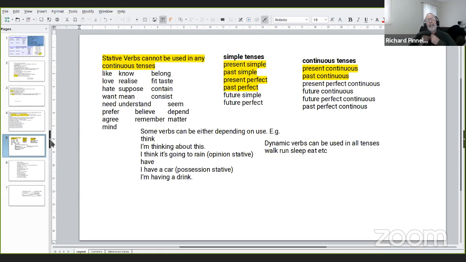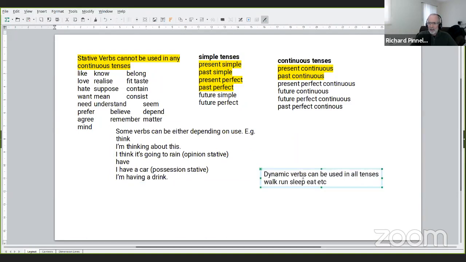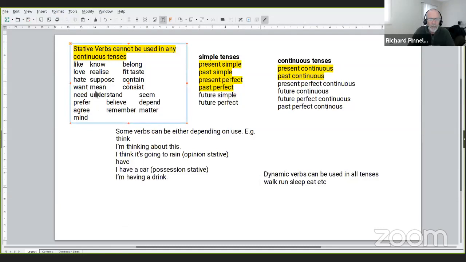One more thing, and that is that basically this screen came from another class. Remember, there are 2 types of verbs: stative verbs and dynamic verbs. Here are the dynamic verbs. Dynamic verbs are actions like walk, run, sleep. These can be in any tense, but the stative verbs, which represent states, cannot be used in the continuous tenses. So these verbs cannot be used in the present perfect continuous.